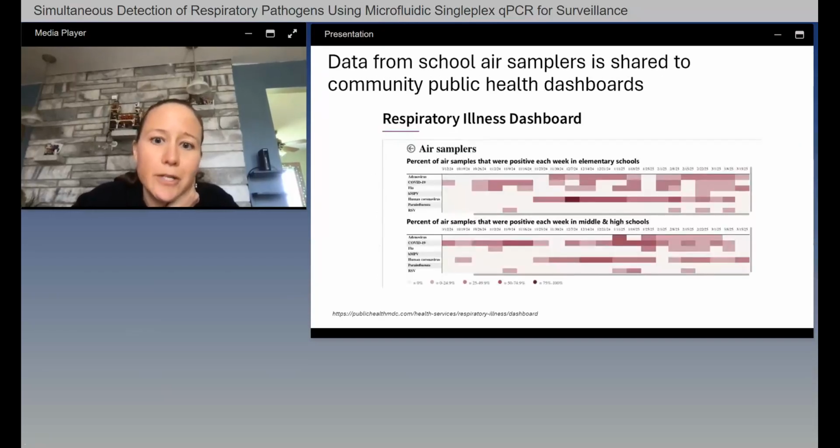On this slide, I'm showing you the respiratory illness dashboard. We've partnered with Public Health Madison and Dane County, and the data here shows, from the air samplers that are placed in these schools, the percent of positive samples each week in either elementary or middle and high schools.